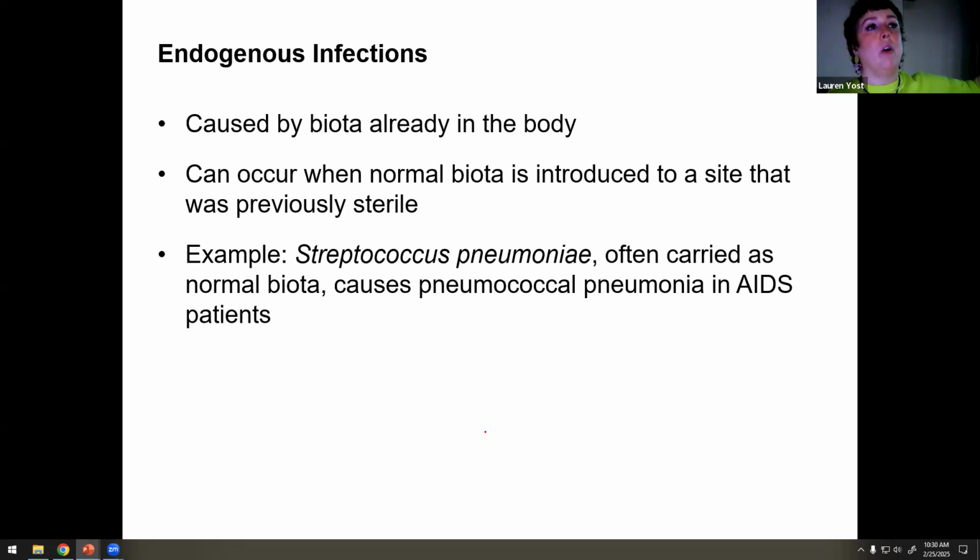Now this guy has an opportunity to move into a new part of your body and grow in an area where it shouldn't be growing, and then lead to the development of a secondary infection of pneumonia as a result. These are endogenous infections, okay, from your own body.